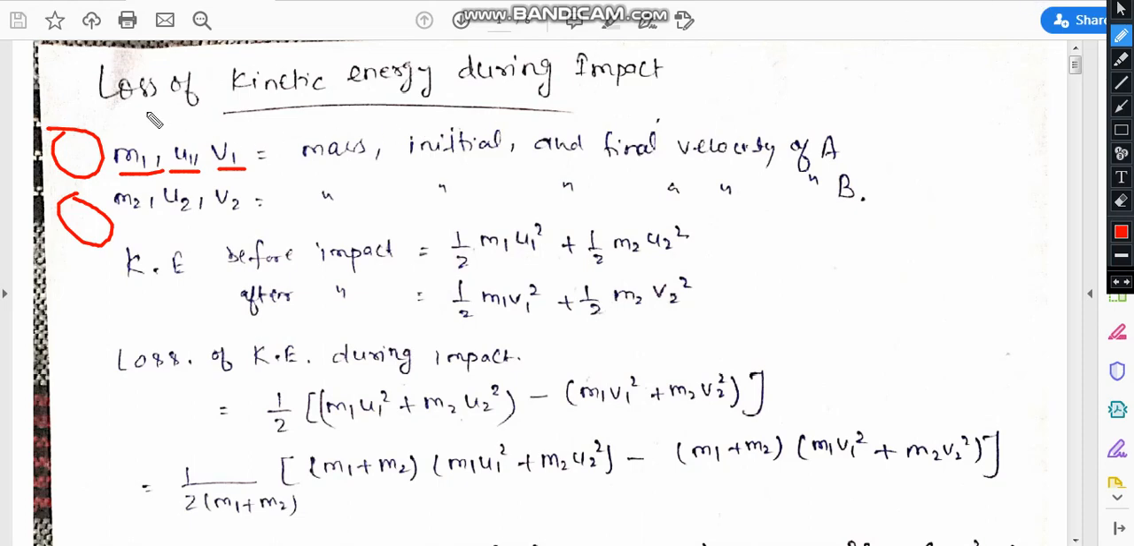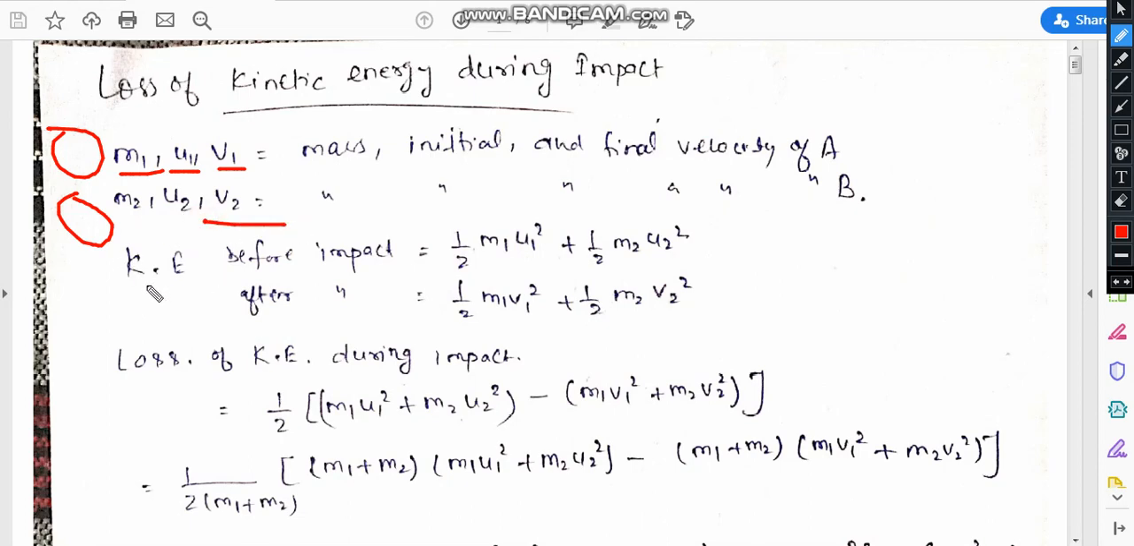So we have discussed the loss of kinetic energy during impact. There are two bodies. One is body A whose mass is m1, initial velocity u1, and after impact its velocity becomes v1. And similarly for body B whose mass is m2, initial velocity u2, and after impact its velocity becomes v2.